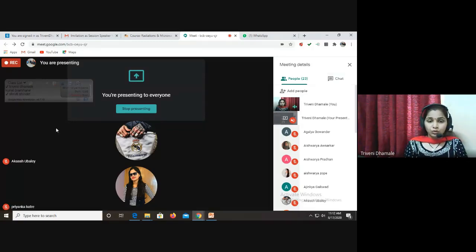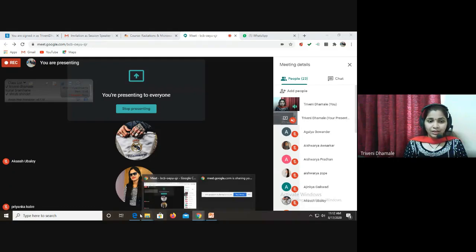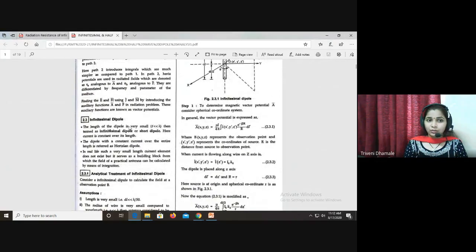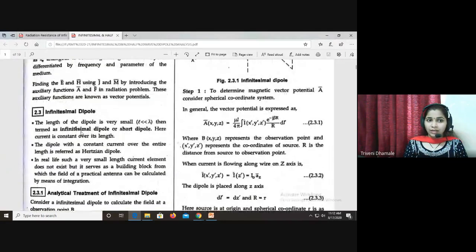Okay, so for this infinitesimal antenna, this is the diagram. Infinitesimal dipole, the length of the dipole is very small, then termed as an infinitesimal dipole or short dipole. Remember this name also. Infinitesimal is a short dipole. Hence, current is constant over its length. The dipole with constant current over the entire length is referred as a Hertzian dipole.